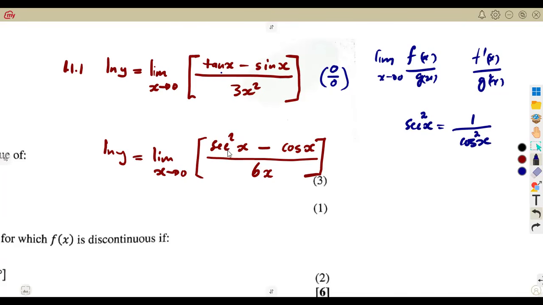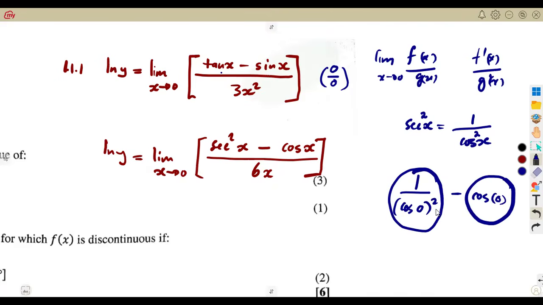So meaning to say, I can substitute this. When x is equal to 0, I'm going to substitute like this: 1 over cos of 0, squared, minus, in place of this, we put a 0 there. So it's going to be cos of 0 like that. You're going to notice that on your calculator, this was going to give you a 1. This was going to give you a 1. And 1 minus 1 is what? That's a 0. So you're going to get a 0 there.